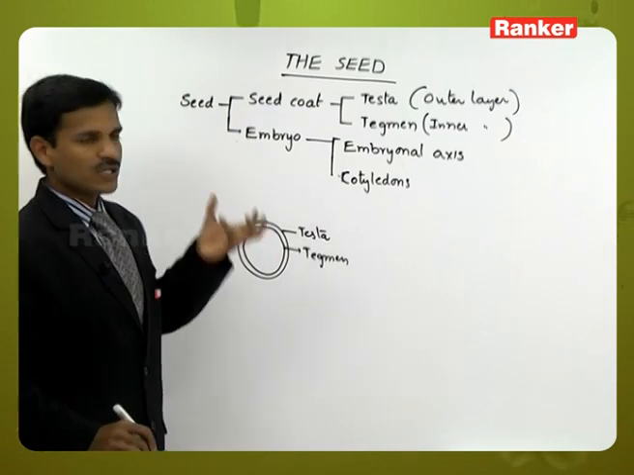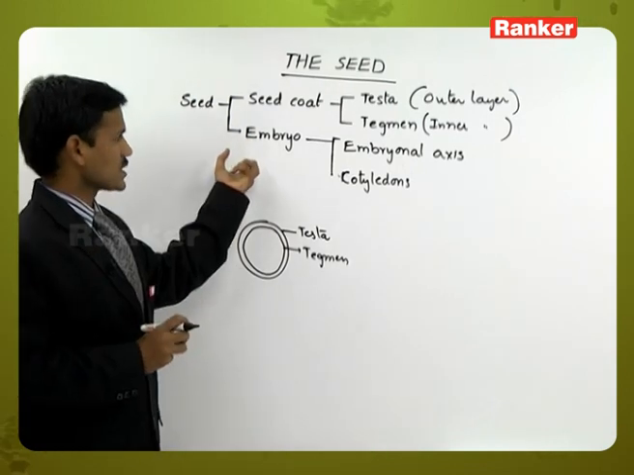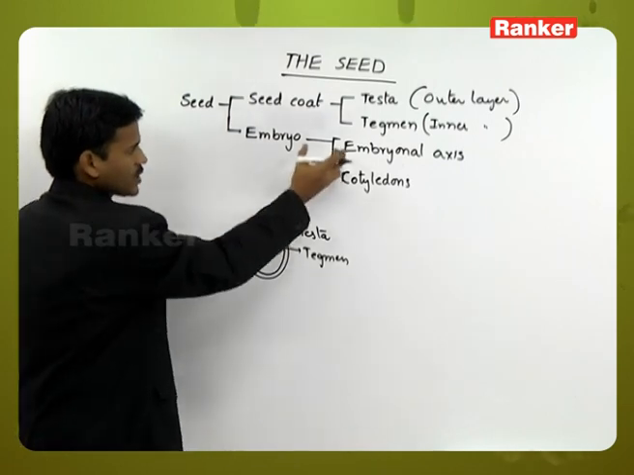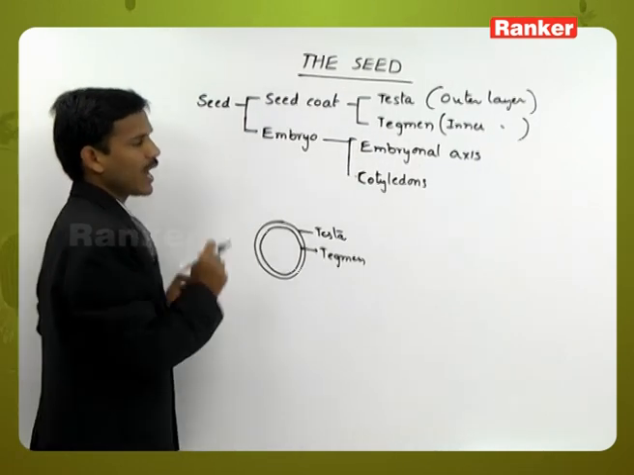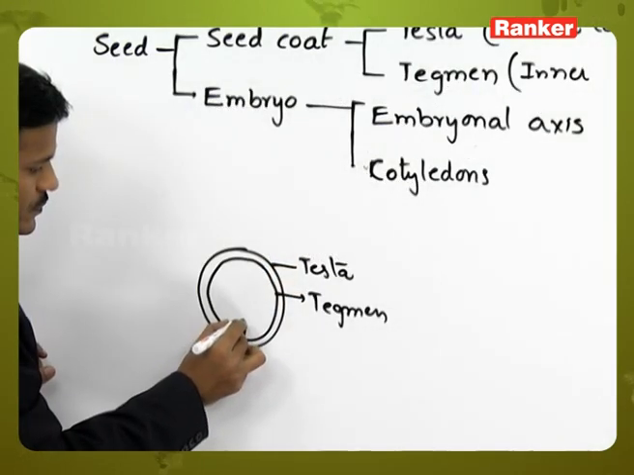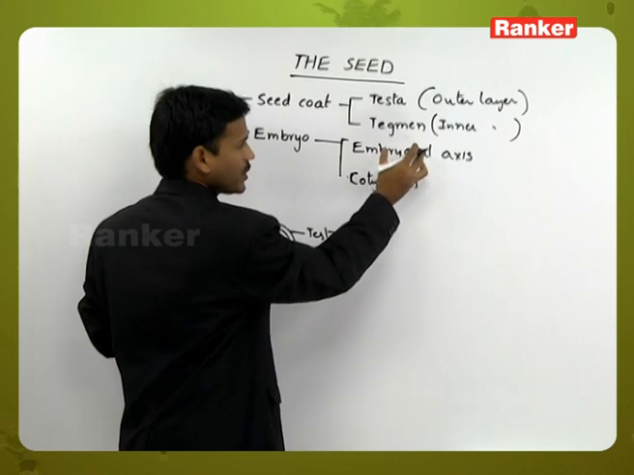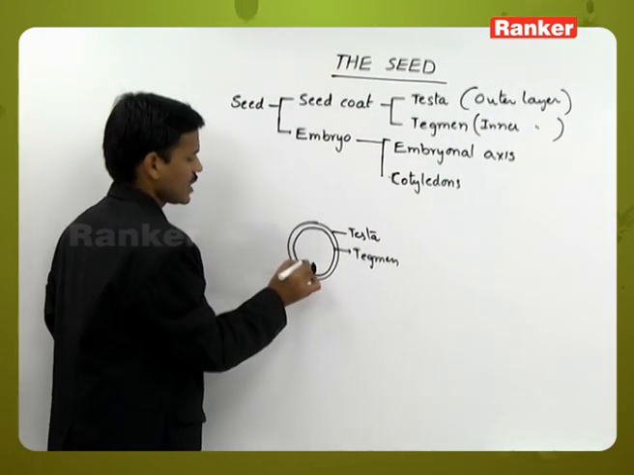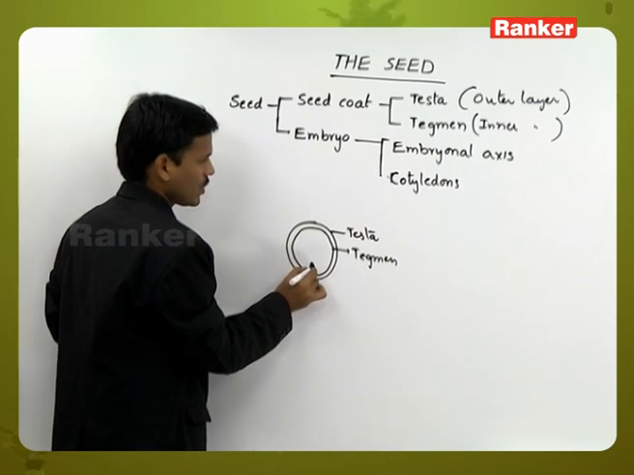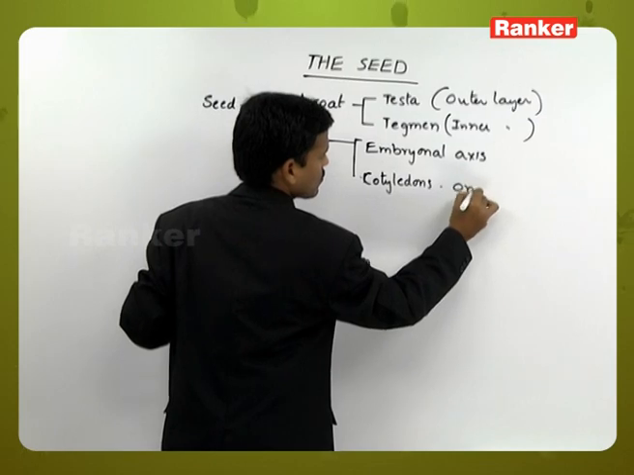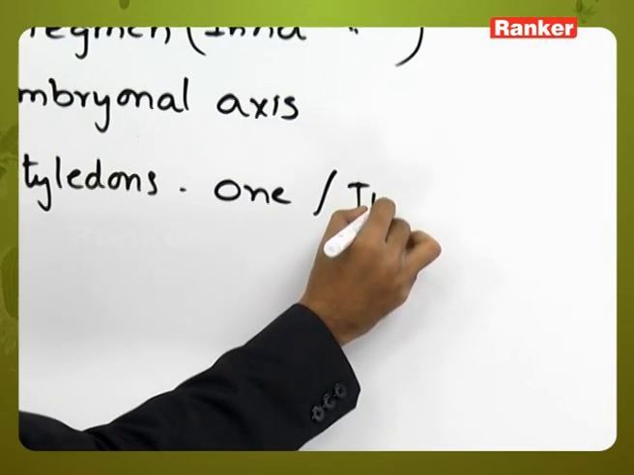And inside the seed coat, here embryo is present. Embryo is having two parts, mainly embryonal axis and cotyledons. Here embryo, embryonal axis and two cotyledons, one or two cotyledons.